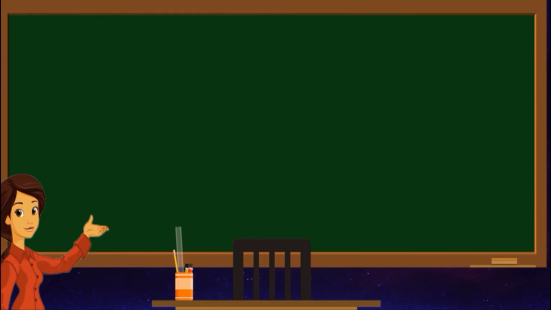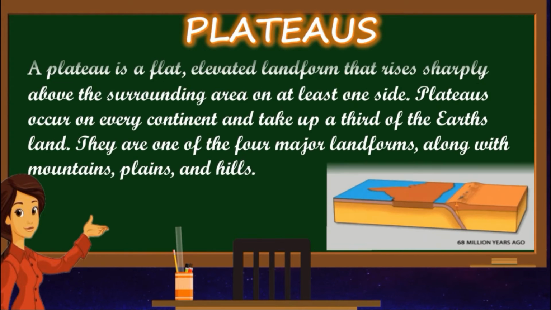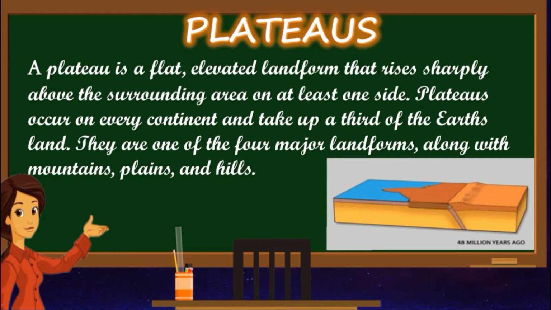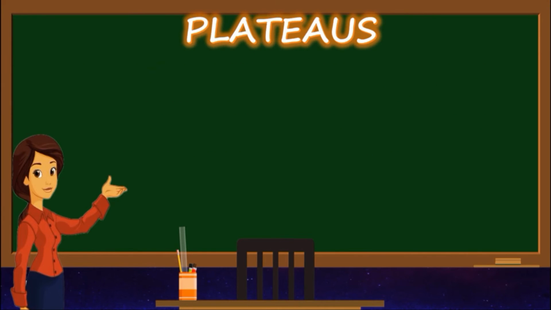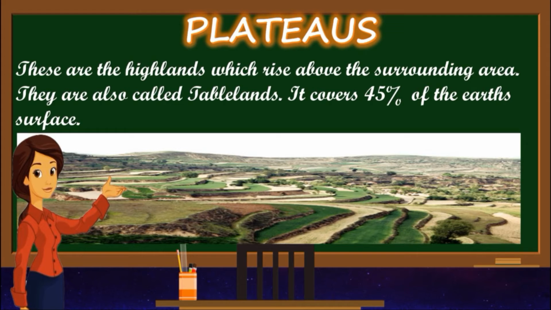Next we shall move on to plateaus. A plateau is a flat, elevated landform that rises sharply above the surrounding area on at least one side. Plateaus occur on every continent and take up 1/3 of the Earth's land. They are one of the 4 major landforms along with mountains, plains, and hills. These are highlands which rise above the surrounding area. They are also called tablelands. They cover 45% of Earth's surface.